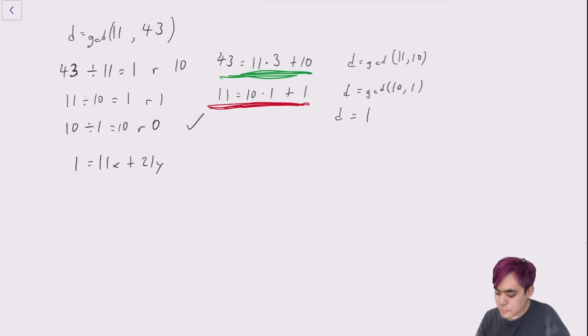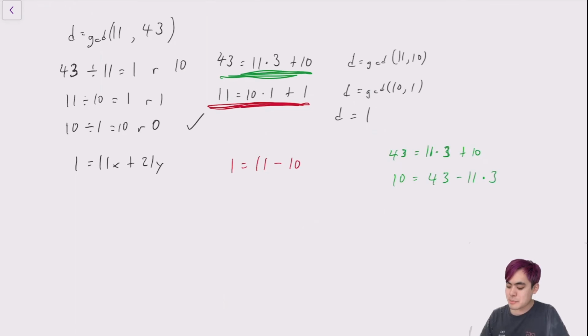Are you alright with that? So we still know that the greatest common divisor is 1, because that's how we constructed it. And then we start with this equation again. So 1 is equal to 11 minus 10, right? But then we want to use the next equation, and that's a little bit harder, because the next equation is 43 is equal to 11 times 3 plus 10, and that means that 10 is equal to 43 minus 11 times 3, right? So now we substitute that in instead.